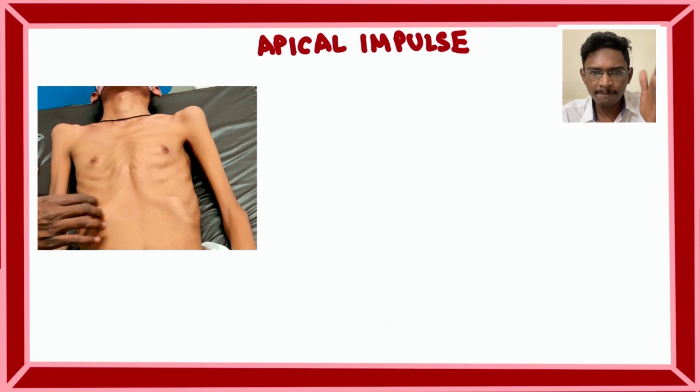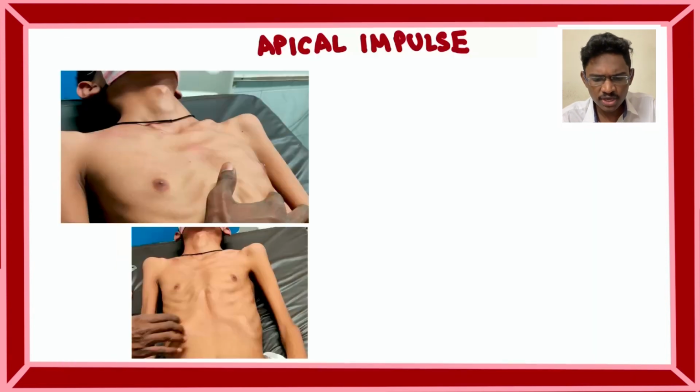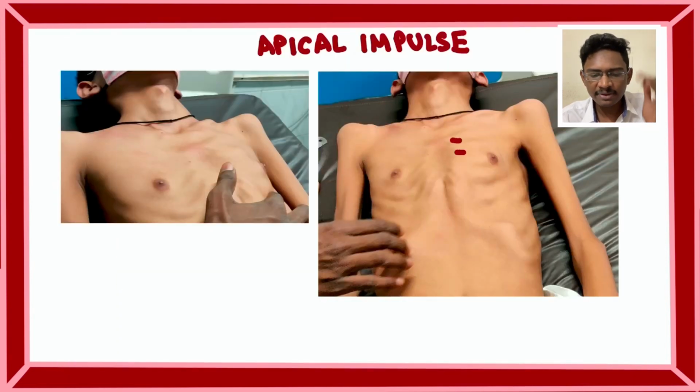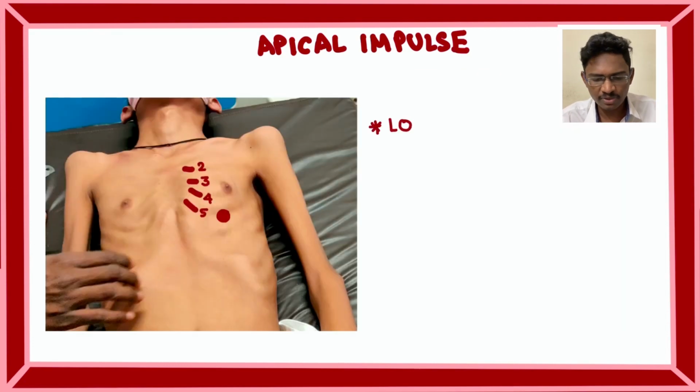So this is apex palpation, apical impulse palpation. In this patient, the apical impulse was in the fifth intercostal space, 1 centimeter medial to the mid-clavicular line. So this is the normal position of the apical impulse.